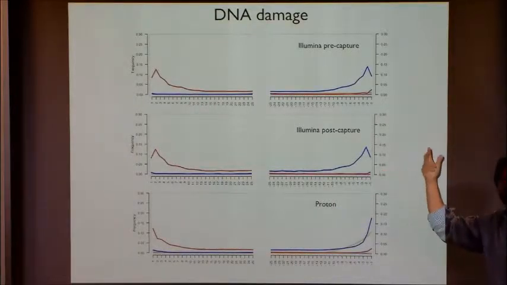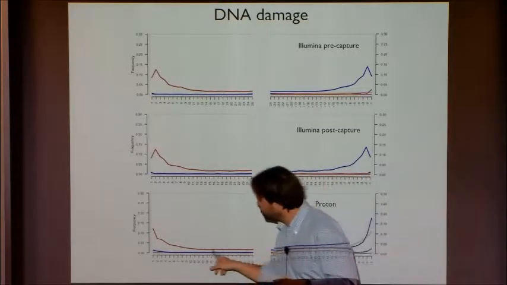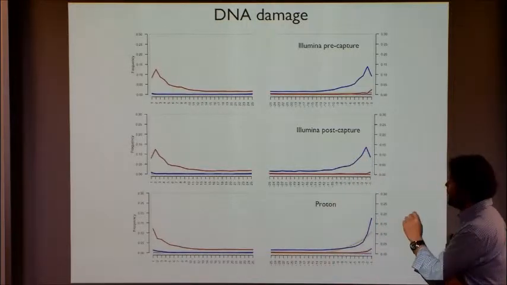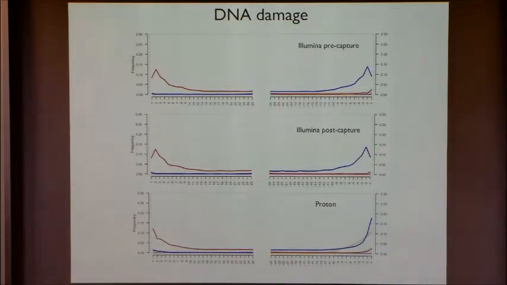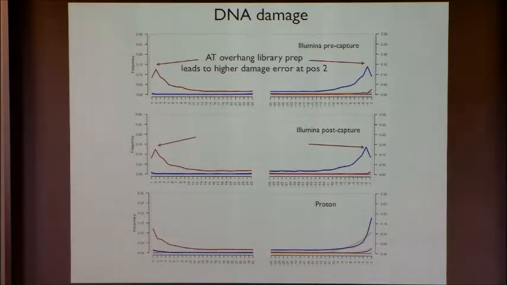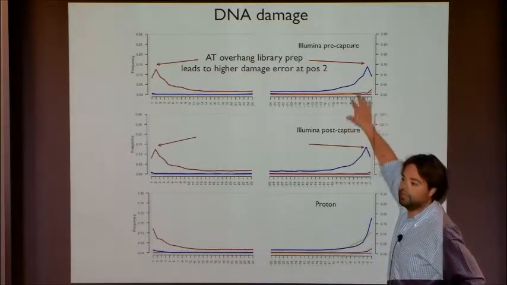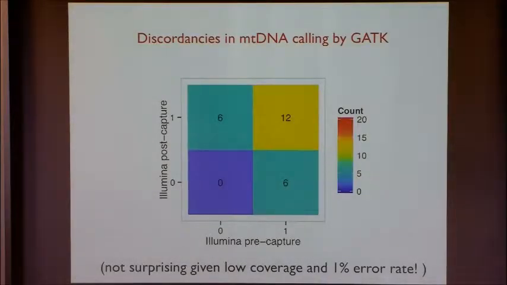And here's a kind of cool result. You've probably all seen these sorts of results where the error rates go up towards the end of the molecule. But one cool bit is that there is somewhat of a difference between the proton and the Illumina patterns. And this is perhaps attributable to the way that these two libraries are made, due to the AT overhang at the second position. Okay? So for those of you who want to geek out on that, I'll leave you to think about that.